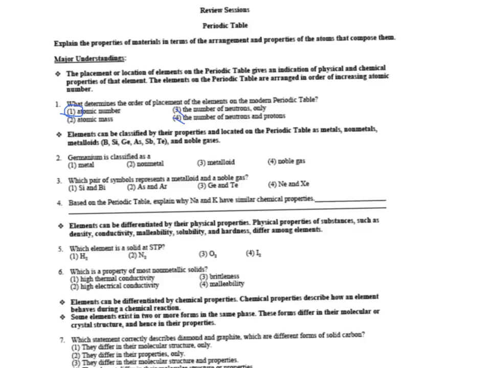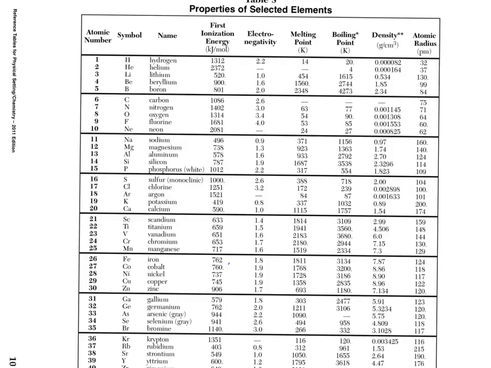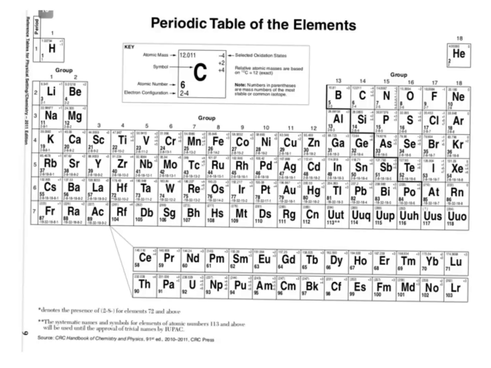The next question asks us about germanium. So when you're given an element name on the periodic table, it is very possible that you won't know what the element symbol is. For this, we're going to have to use reference table S. Looking at reference table S, we can find germanium is element number 32. So now we need to refer back to our periodic table and find element number 32.